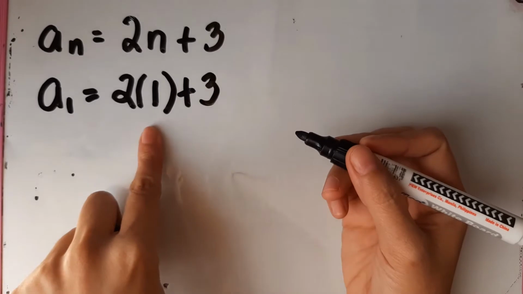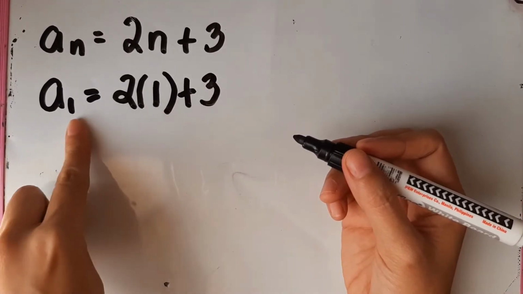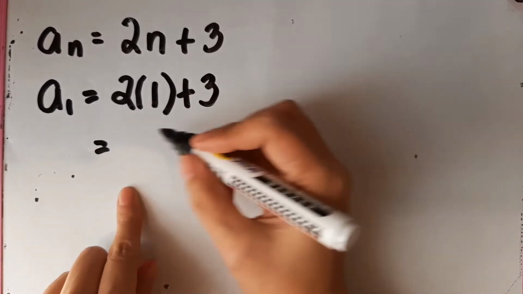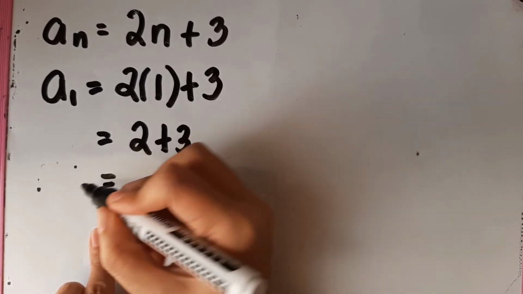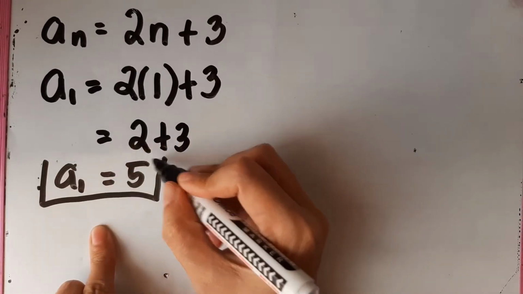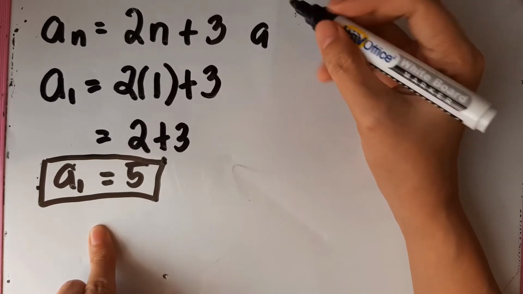So, you're going to substitute 1 here. Pareho lang kung ano yung nandito, yun din yung ilalagay mo dito. So, that means 2 times 1 equals 2 plus 3. And that is, our first term is equal to 5. Let's proceed to the second term.